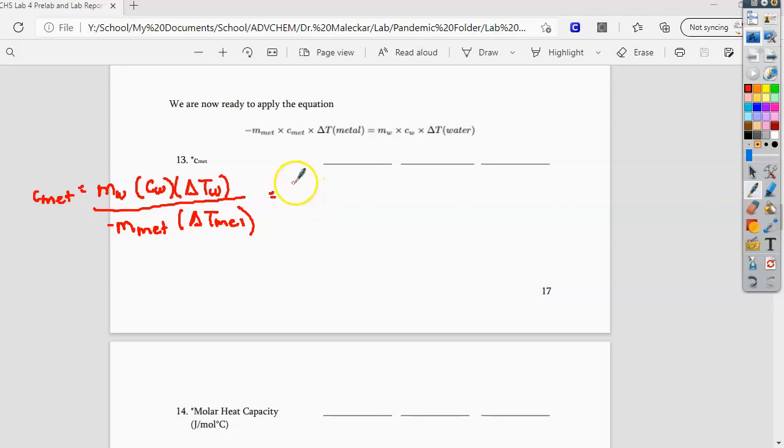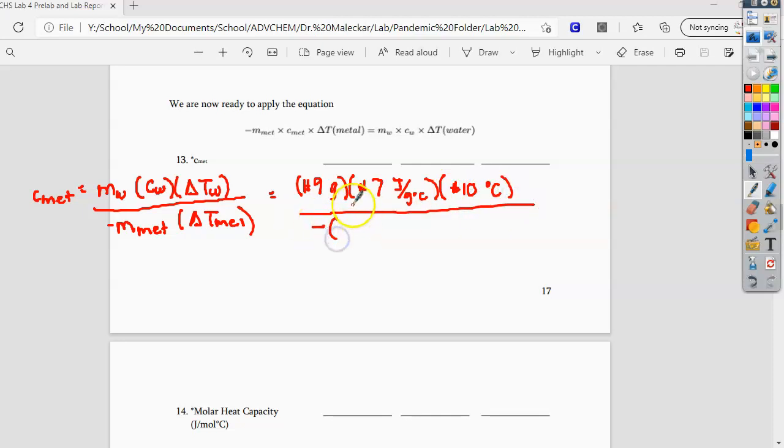Show all your work. So if I wanted to put numbers in here, this is going to be your number 9 in grams, and this is going to be your number 7 in joules per gram degrees Celsius, and this is going to be your number 10 in degrees Celsius, and this is going to be your number 2 in grams, and this is going to be your delta T, your number 12 in degrees Celsius. And if you look here, you can clearly see that your Celsius will cancel and your grams will cancel. And for all of these, you're going to be left with joules per gram degrees Celsius.